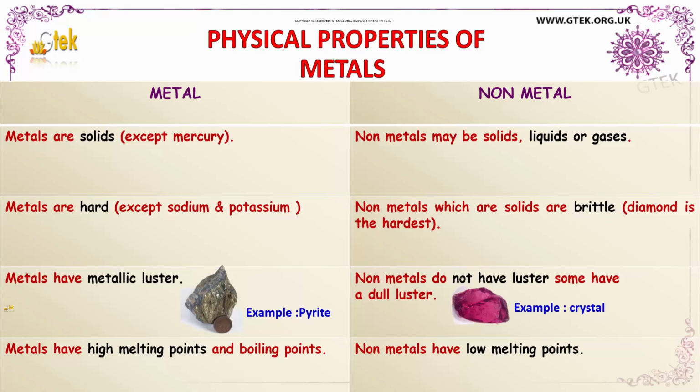Metals have metallic luster. An example for that is pyrite. You can see it here. Non-metals do not have luster, but in other respects they have some dull luster, for example, crystal. Metals have high melting and boiling points. Non-metals have only low melting points.